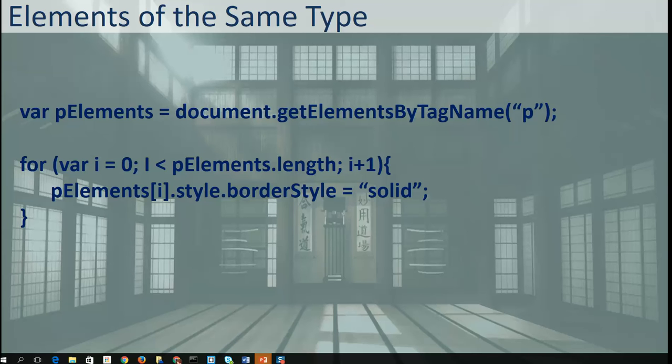And then we can iterate through it because it gives us back a list. Here we see a for loop, and we're iterating over each one of those p elements. We're saying the element at the ith position accesses the style object and the borderStyle property of that style object and sets it equal to solid. So this would grab all the paragraph tags and set the borderStyle of each one of those to solid. That's going to be very helpful for future projects.